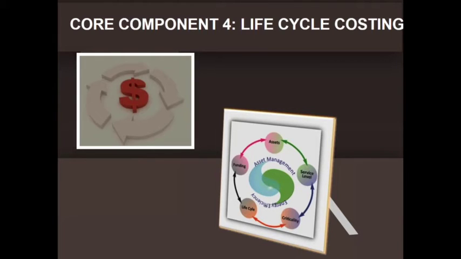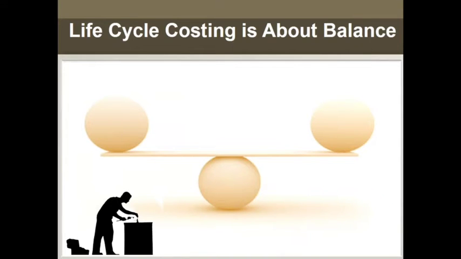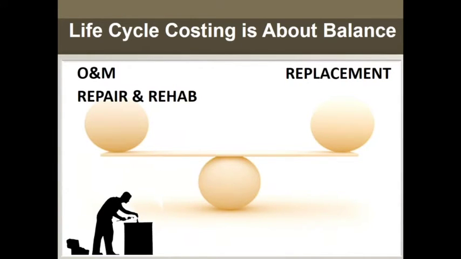The fourth thing is the life cycle costing component, and this is again where we get into how we are going to operate and maintain our assets, and then when they reach a point of failure, what are we going to do? Are we going to repair them, replace them, or rehabilitate them? So life cycle is really about balancing, and we balance the O&M, repair and rehabilitation side against replacement, because generally speaking, operation and maintenance activities are a lot less expensive than replacement activities. So when you're looking at a pipe infrastructure issue, replacement is often the most expensive option, so if we have other options, we would like to take those before we go into replacement.